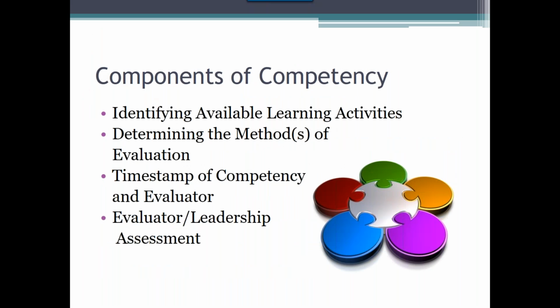So there are 4 overarching components to developing a competency for each test system. For each test system, once those have been identified, you must then identify available learning activities, determine the method of evaluation for each of those learning activities, and then ensure that there is a timestamp of competency and document the identification of the evaluator, and then finally ensure that there is an assessment performed by both the evaluator and a member of leadership. We'll go through each of these items in the next couple of slides here.